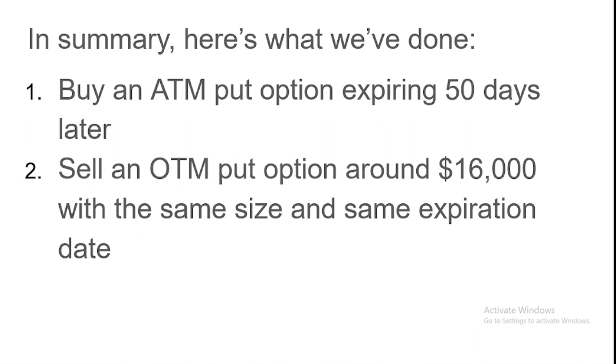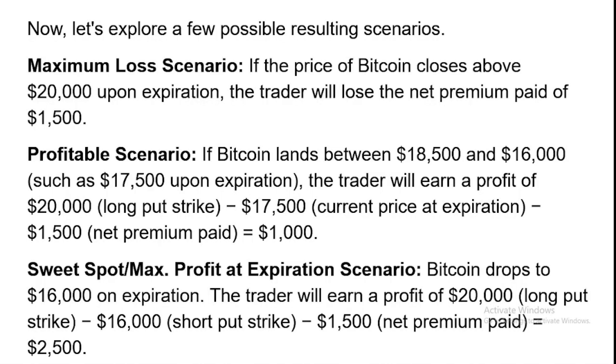So in summary, here's what you've done: buy an at-the-money put option expiring 50 days later. Sell an out-of-the-money put option around 16,000, the same size and same expiration date. So now let's explore a few possible resulting scenarios.